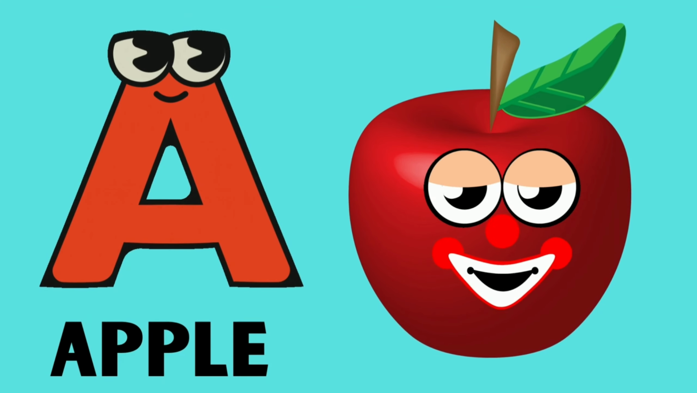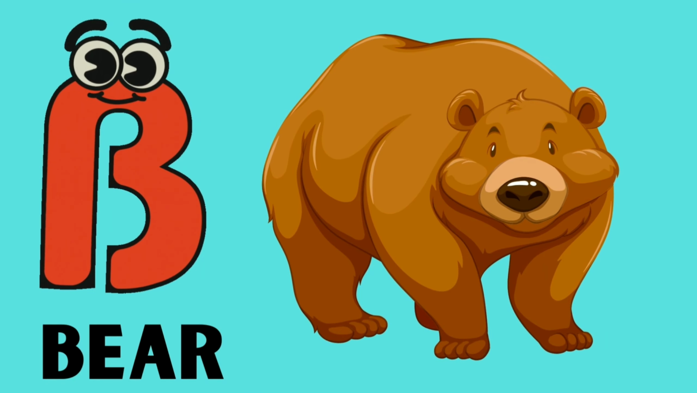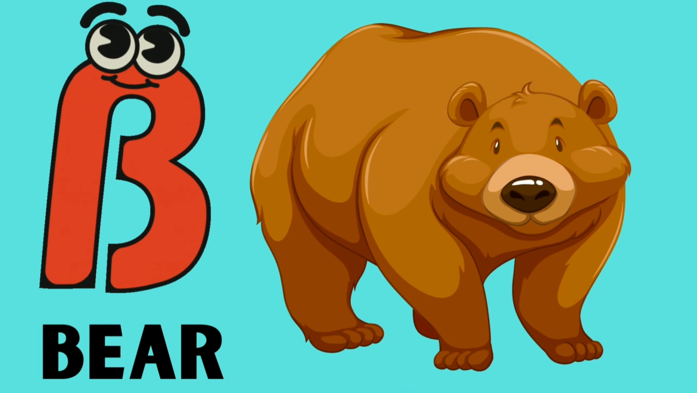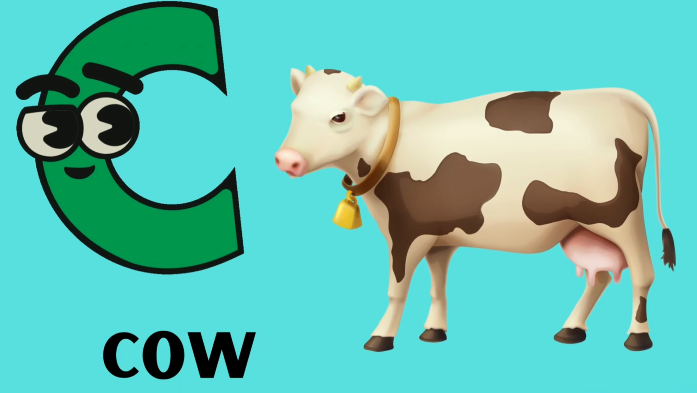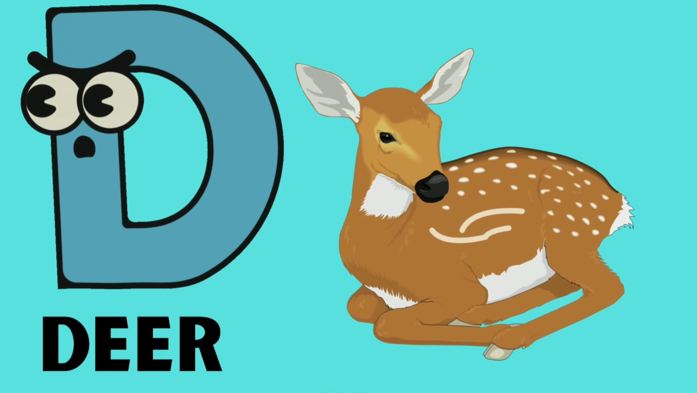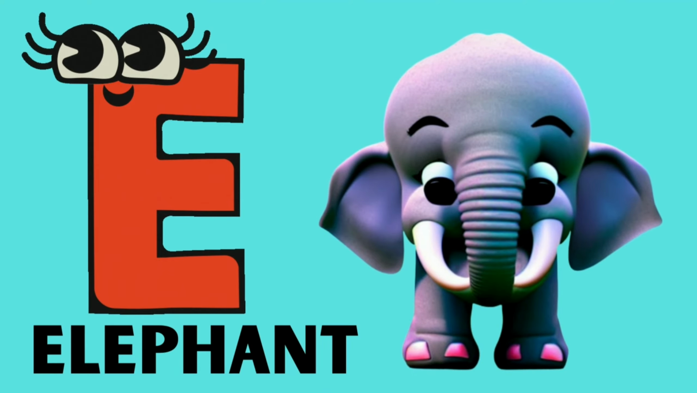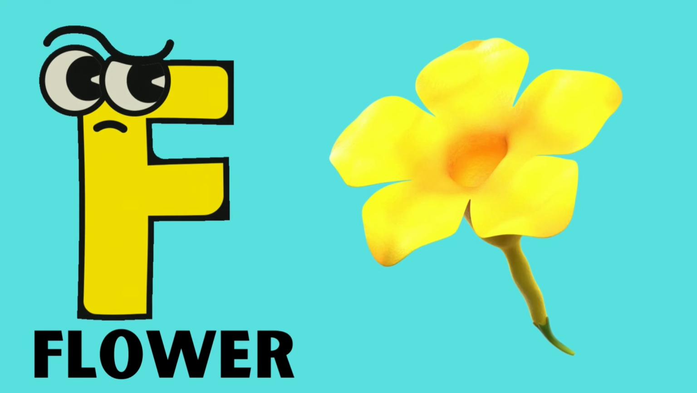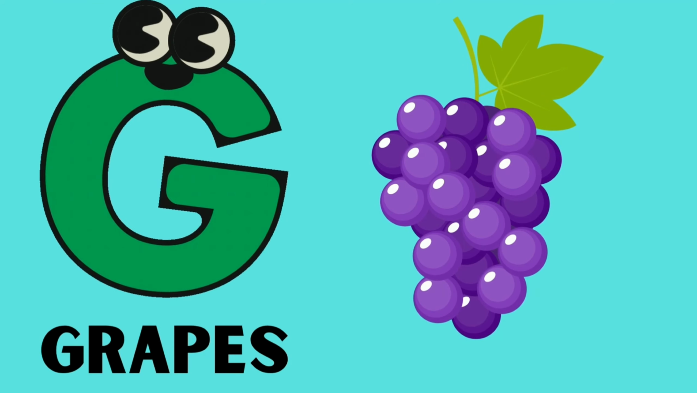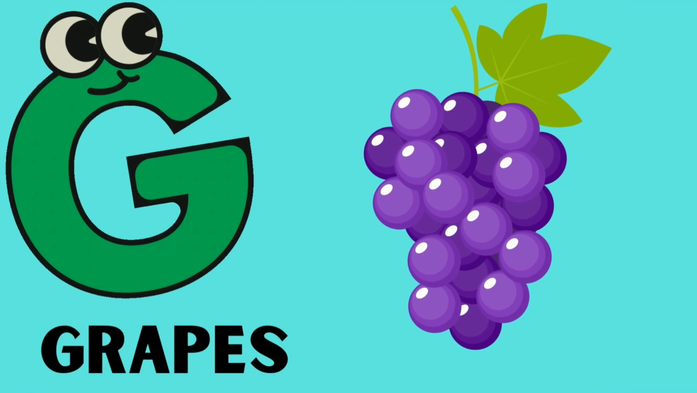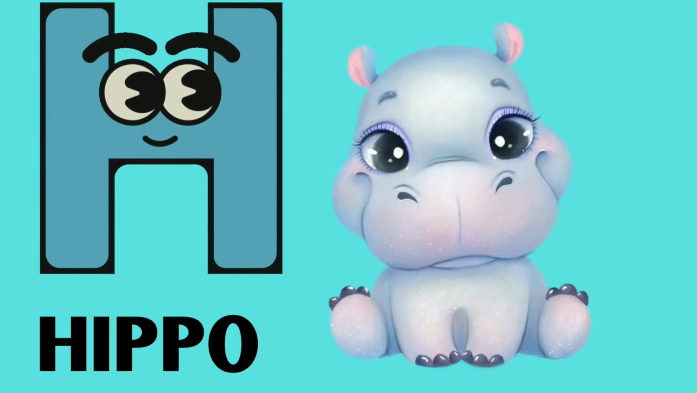A for apple, ding ding. B for bear, ding ding. C for cow, ding ding. D for deer, ding ding. E for elephant, ding ding. F for flower, ding ding. G for grapes, ding ding. H for hippo, ding ding.